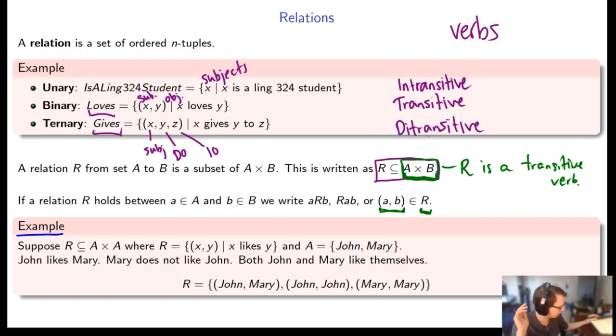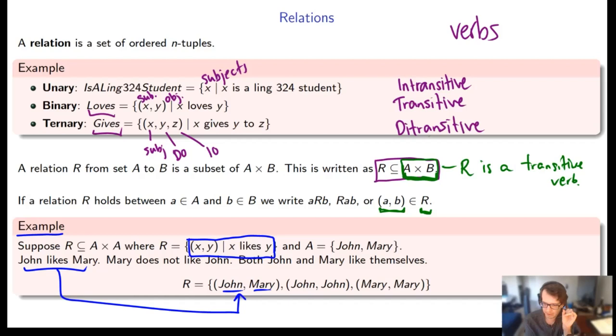John likes Mary, that's true. Mary does not like John, and both John and Mary like themselves. So I want to write a description of this relation. Everything that's true, I put in the relation. John likes Mary, so I write John, Mary. That's because in my description of the relation, I say these are all the pairs X, Y where X likes Y. So I'm looking for all the pairs of people where the first person likes the second. Because John likes Mary, I say that John and Mary are a pair. But Mary does not like John. So because Mary does not like John, I don't put Mary, John in the relation.